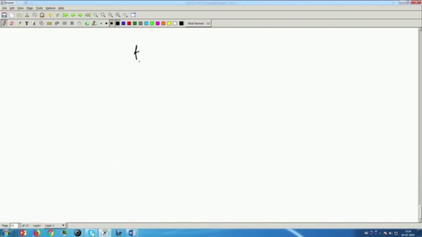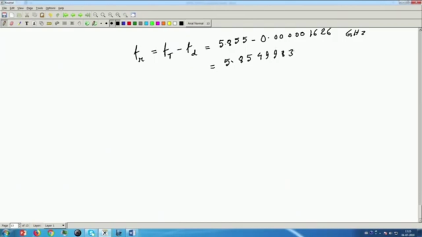So we can calculate what is FR. FR will be FT minus FD. So that is 5.855 minus 0.000001626, everything in gigahertz. So it is 5.854998374 gigahertz.